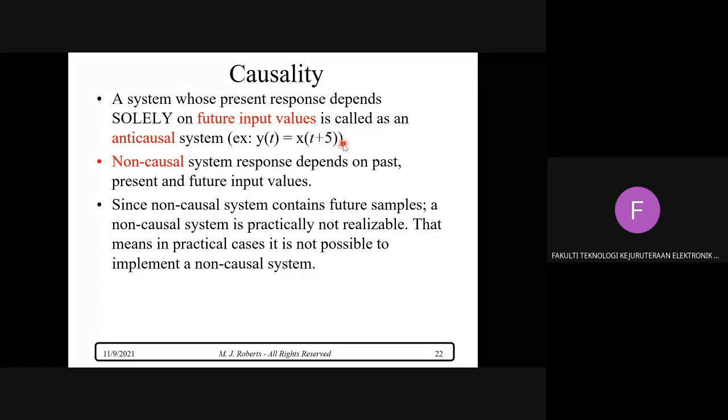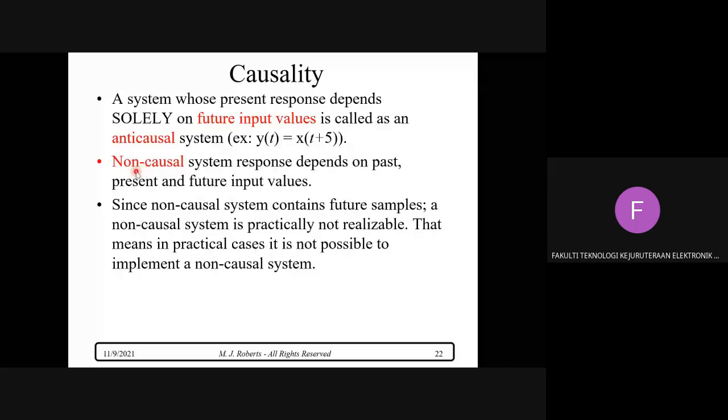So here the output y(t) at the present time depends on the input at a future time, that is t plus 5. So this is what we call an anti-causal system, in contrast or opposite to the causal systems. Okay.